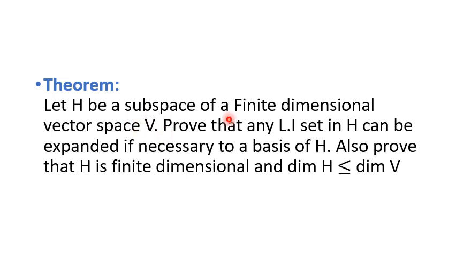So in this theorem, you have a vector space V and its subspace H. This is H. This is what is given. Then any LI set in H, suppose I take a set S. This is an LI set in H. It can be expanded if necessary to a basis of H. So if this LI set is there, you can make any linearly independent set a basis for H.